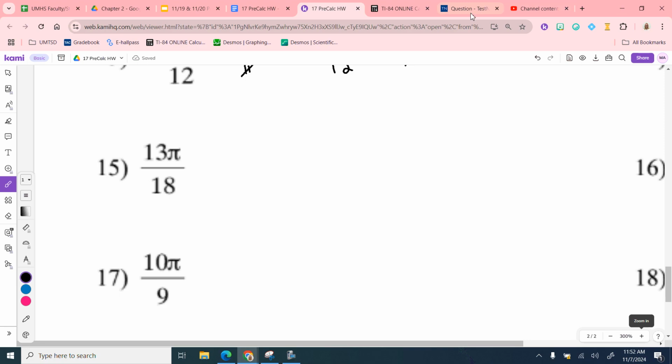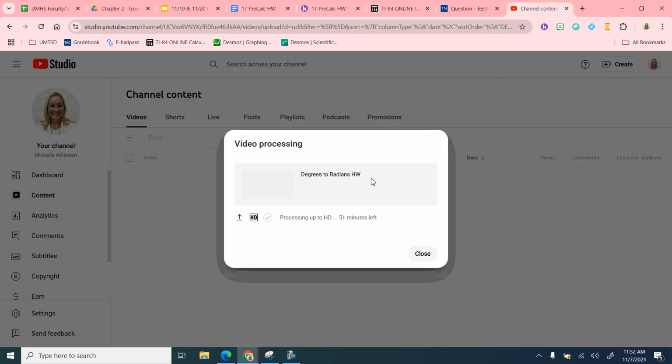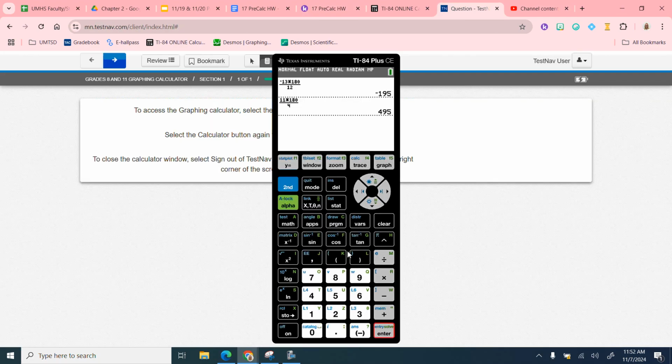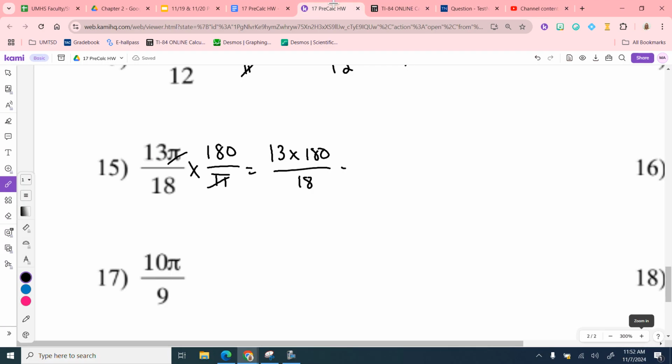All right, 15. 13 pi over 18. I'm going to multiply by 180 over pi. Your pi's cancel. We're going to plug into our calculator 13 times 180 divided by 18. Oops, wrong one. You get 130 degrees.